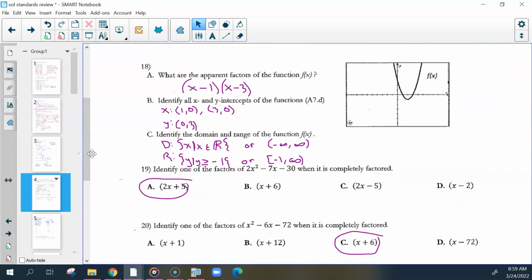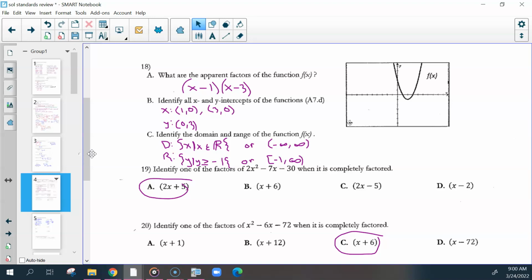We're not going to go through why some of these answers are the way they are. I'm just going to tell you what they are. We'll go through that later. So A is x minus 1, x minus 3. So when we do this unit, we'll go back to this, and then hopefully it'll make sense.